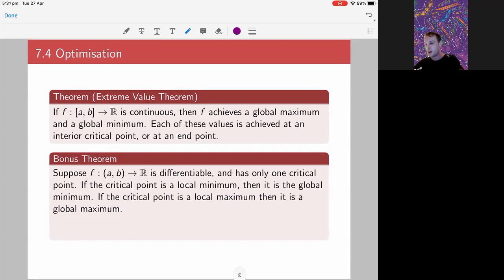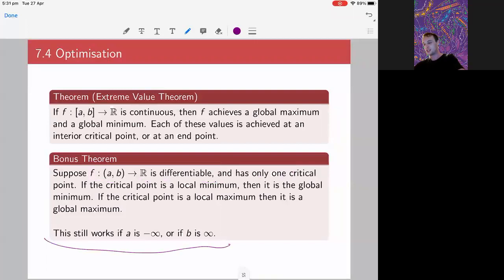Let's suppose that you've got a function which is differentiable on an open interval, and let's say it has only one critical point. If you have only one critical point, then the global behavior of this function is basically determined by the behavior of this function at that critical point. If the critical point is a local minimum, then it actually has to be the global minimum of this function. On the other hand, if the critical point is a local maximum, it must be a global maximum. And this time, the theorem still works even if one of your endpoints is plus or minus infinity. So this is pretty nice.